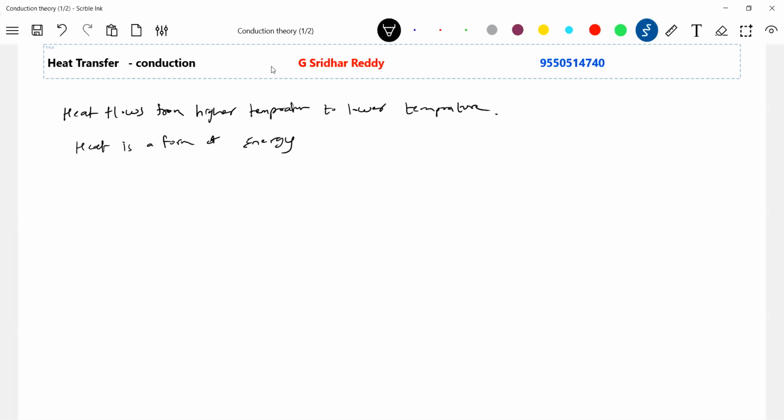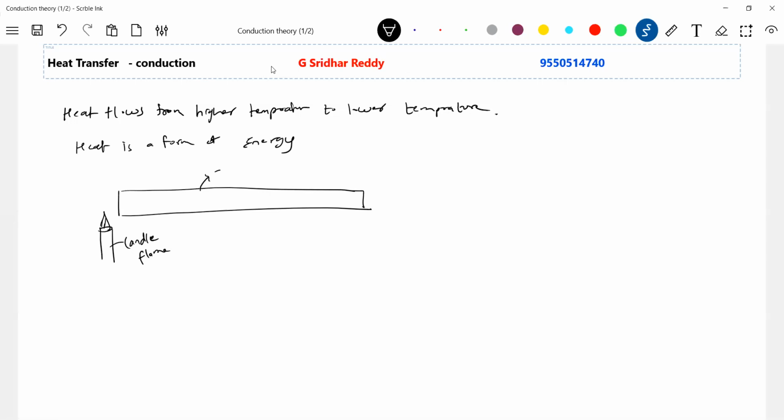Then who will support that flow? For that, let me take a conducting rod. Say at one end, let me light a candle flame. Let's take an iron rod. Initially, the candle flame is kept here.